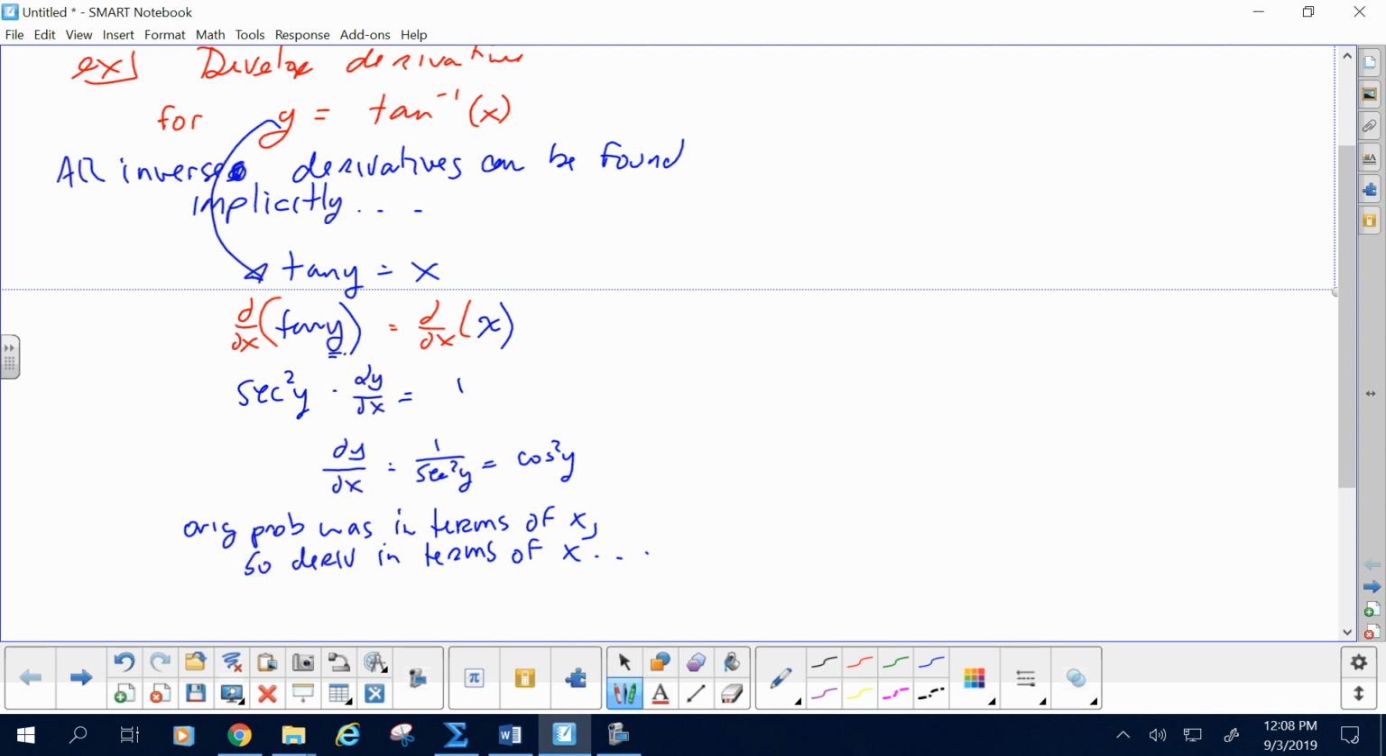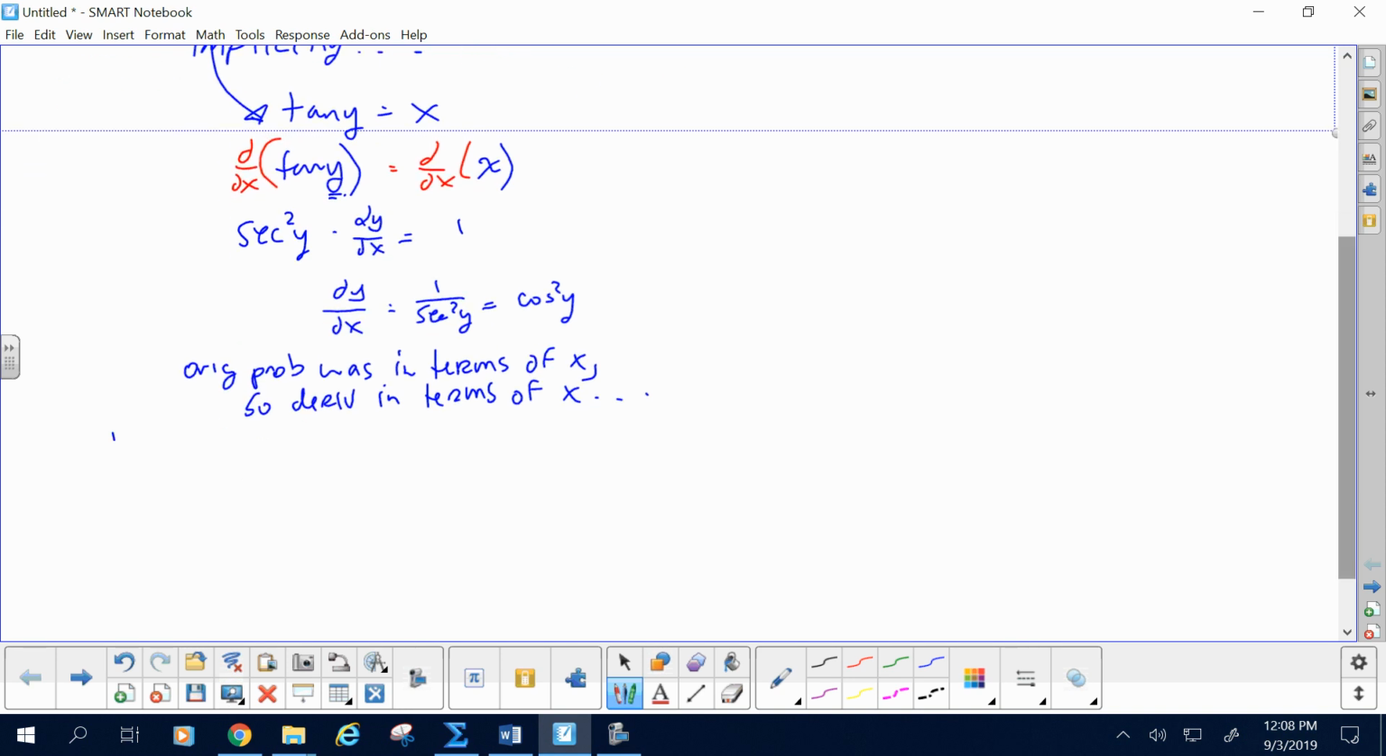How do I do that? Well, you draw. If tangent of y equals x was the original relationship, then is y an angle or a side? An angle. And what are the sides implied by tangent of y equals x? Can you agree that x is the same as x over 1? What is tangent the ratio of? Opposite to adjacent. So opposite is x and adjacent is 1.